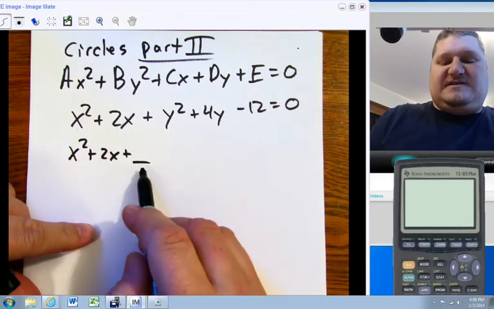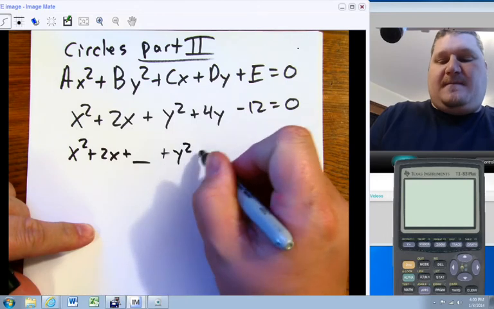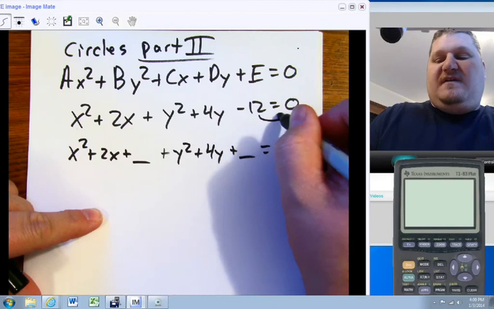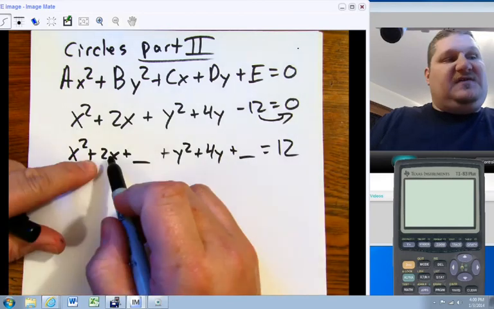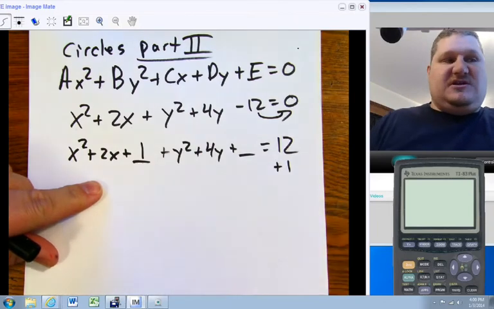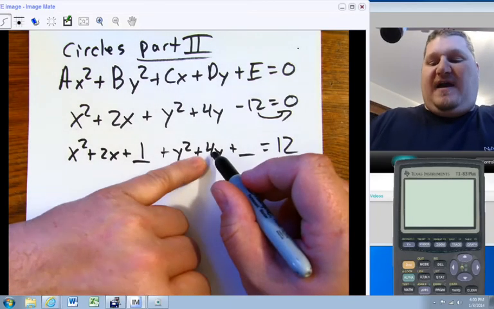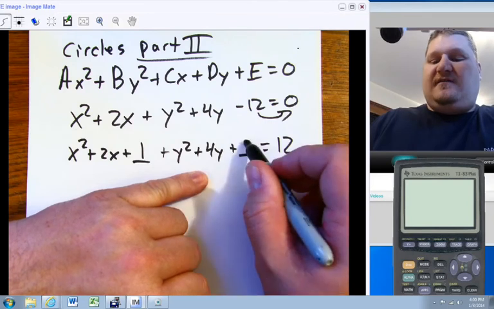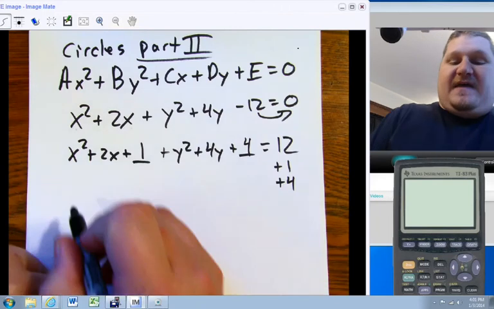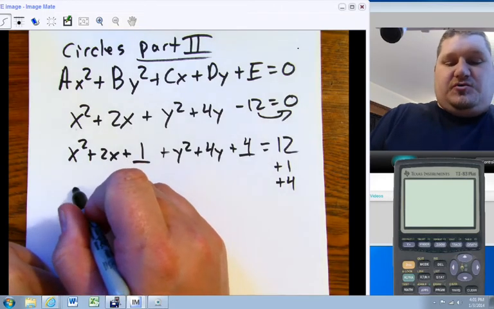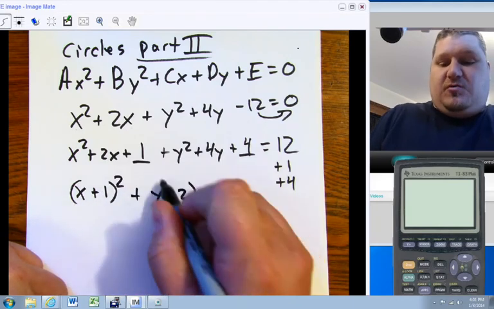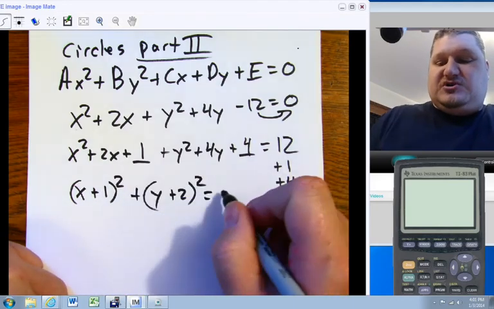Get all the x's together with a blank for the completion of the square. Get all the y's together with a blank for the completion of the square. Move any unneeded terms over to the other side. Half of 2 is 1. 1 squared is 1, but if I put 1 on one side, I must do it to the other. Over here I have half of 4 is 2. 2 squared is 4, but if I put a 4 on one side, I must put a 4 on the other. That brings us to x plus 1, the quantity squared, plus y plus 2, the quantity squared, equals 17.